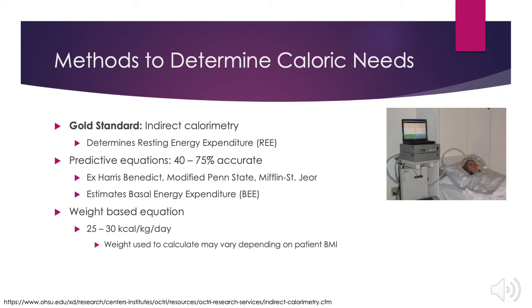Predictive equations estimate basal energy expenditure, or BEE, and this is a close estimate to the actual value that indirect calorimetry would have. Lastly, you can use a weight-based approach when calculating and determining your patient's caloric requirements. And for adult patients, we often see 25 to 30 kcal per kilo per day be utilized. The weight used to calculate may vary depending on the patient's body mass index or BMI.